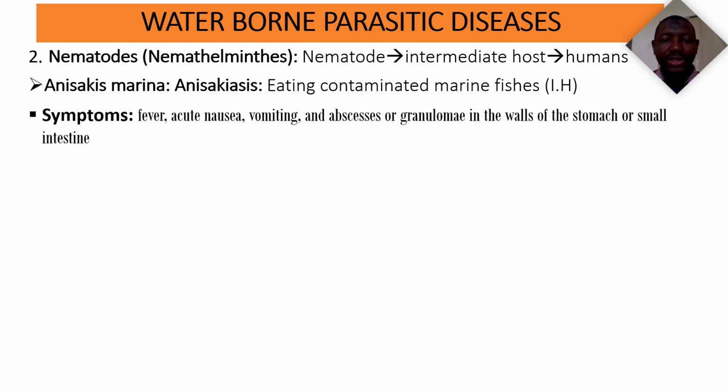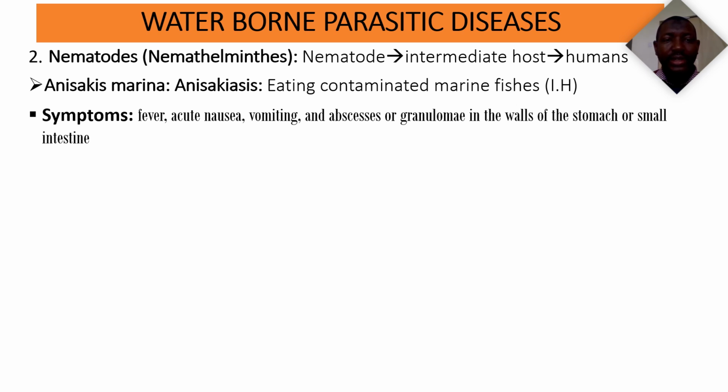The symptoms of this disease include fever, acute nausea, vomiting, and abscesses or granulomae in the walls of the stomach or small intestine. As we said, it's a parasite that attacks the gastrointestinal tract. So when it forms abscesses in the walls of the stomach or intestine, it leads to vomiting, fever, nausea, and so on.